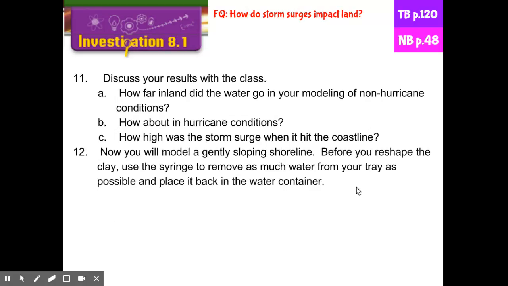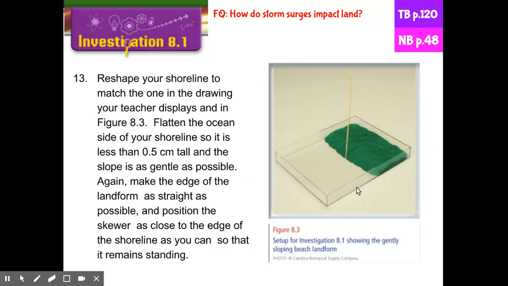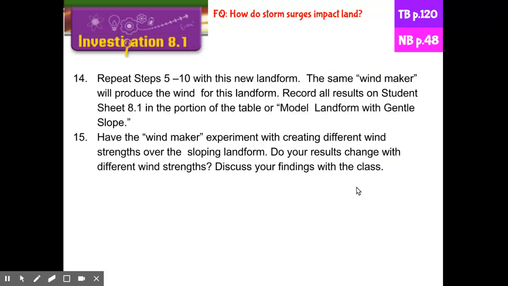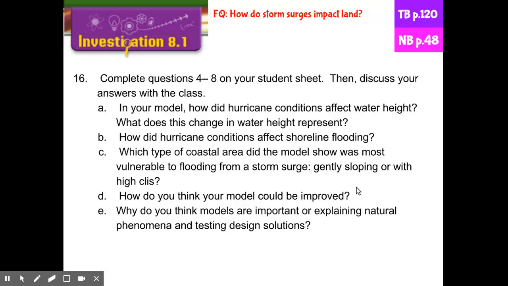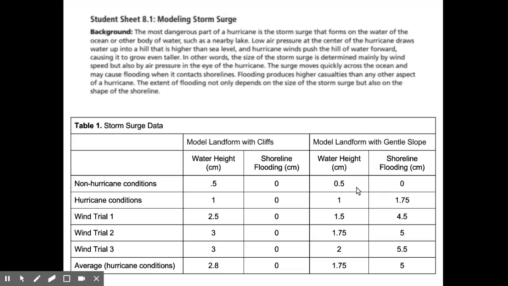You'll be discussing the results within your group and within the class, and then you will switch and do the sloping shoreline. Your shoreline needs to be reshaped, and you're going to be flattening it along the edges, and then you're going to repeat the same steps, only with the gentle slope. There are questions to answer on your student sheet, and then we'll be discussing those answers with the class. And here is an example of what your data may or may not look like, depending on who does the observing and the straw.